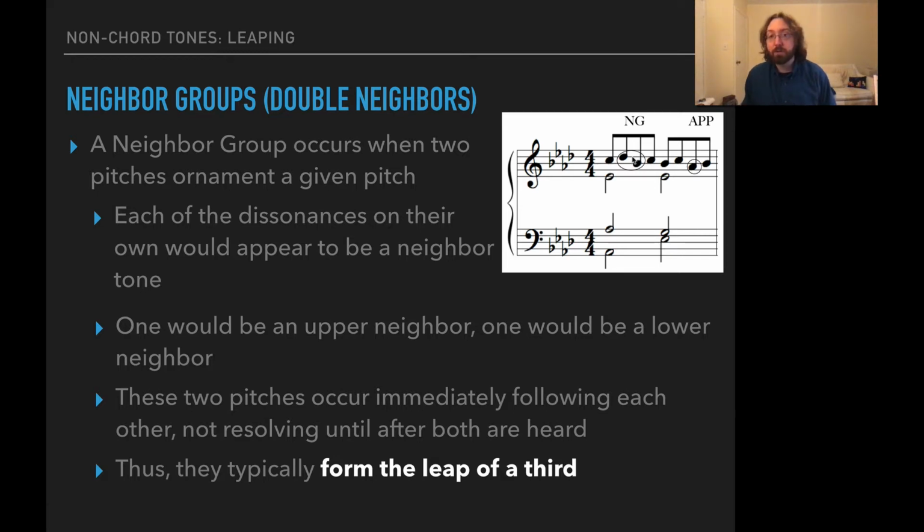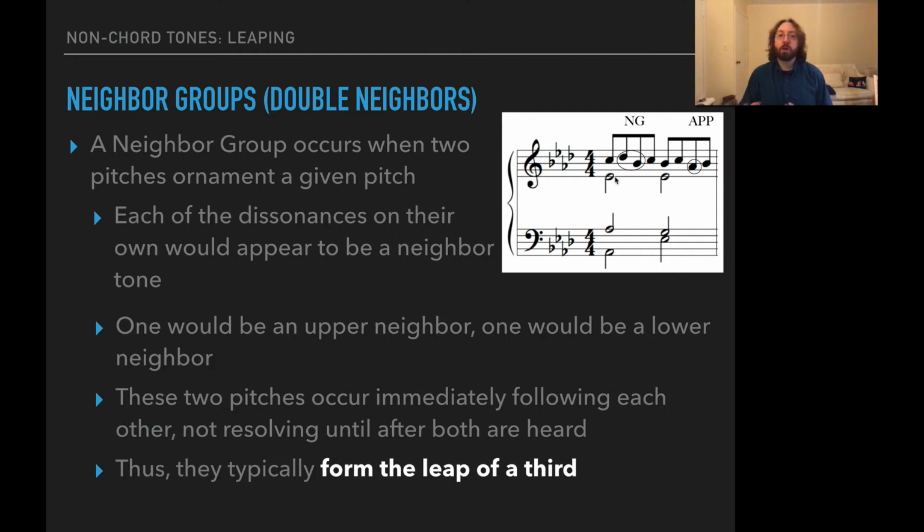In a neighbor group, we just take out the middleman. We take out that middle note that we would come back to if we did those two neighbors in a row, C, D flat, C, C, B flat, C. And we just state the two different neighbor tones on either side of that C. So that's our quintessential neighbor group.